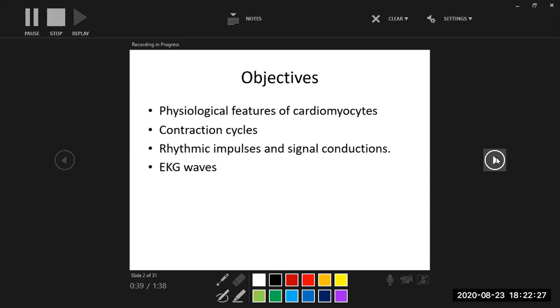We will start to learn about the contraction cycle, the systole and the diastole in both atria and ventricles. Then we will talk about how that cycle is initiated from the SA node through the conduction system to control the muscle contraction. And then we will talk about the EKG. In the very end, we will also mention the major heart diseases.